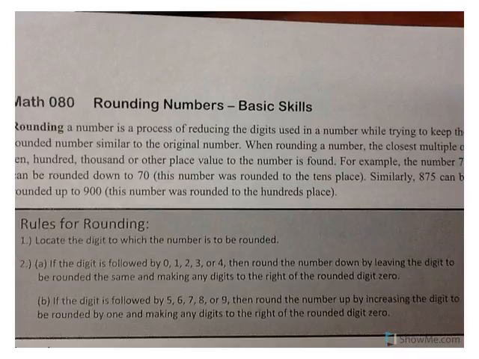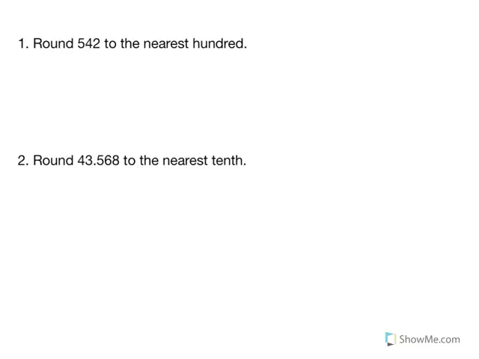Remember the rules for rounding: you look one place past what you want to round to. If that number is a 0 through 4, you round down and the number stays the same. If your number is 5 through 9, that means it's higher and you round up, so the number would jump up 1. So if we look at some examples, round 542 to the nearest 100.